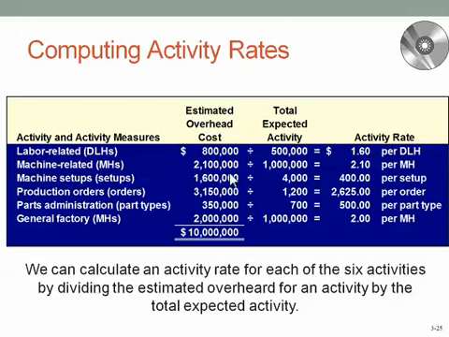We'll take our machine-related cost of $2.1 million, divide it by our 1 million estimated machine hours to get an activity rate of $2.10 per machine hour. Machine setup-related overhead cost of $1.6 million, we'll divide it by the number of setups we expect to incur in the coming period and get a predetermined overhead rate or an activity rate of $400 per setup. We'll do the same thing with production orders, for parts, and for general factory overhead.